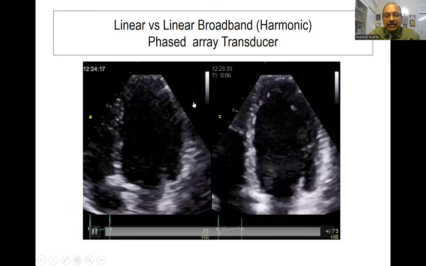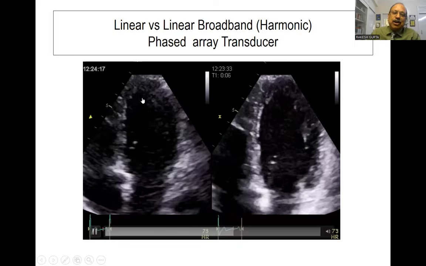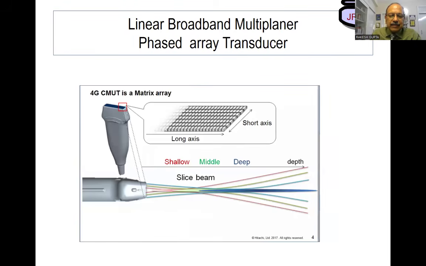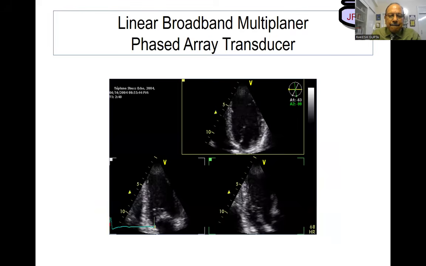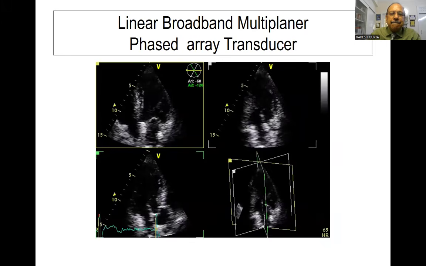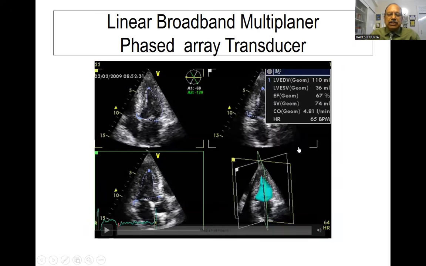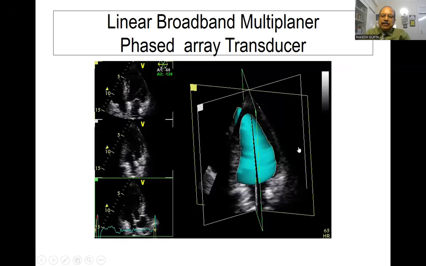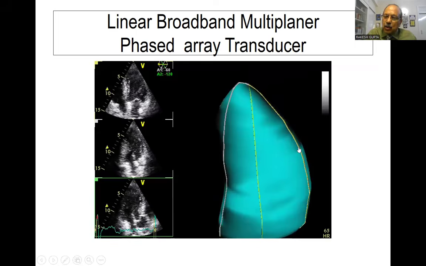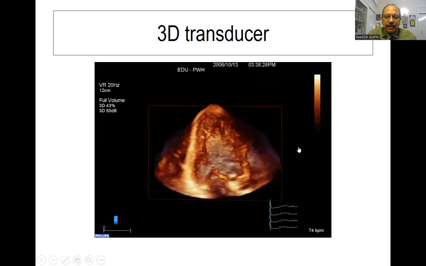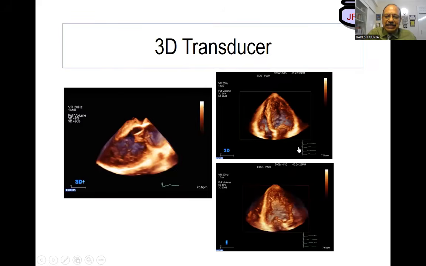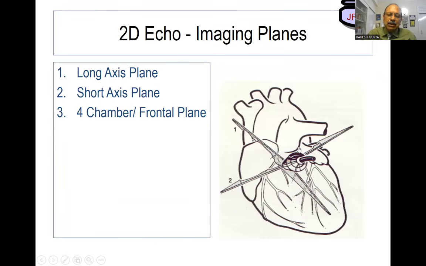Now look at the apex. The apex is not seen over here. And that's what makes the difference in linear broadband phase array transducers. This is 3-dimensional echocardiography, which we can use whenever it's required, especially for structural heart disease, holes and shunts. It's not at your level to talk about all these things, but you should know what a 3-dimensional echo transducer is.